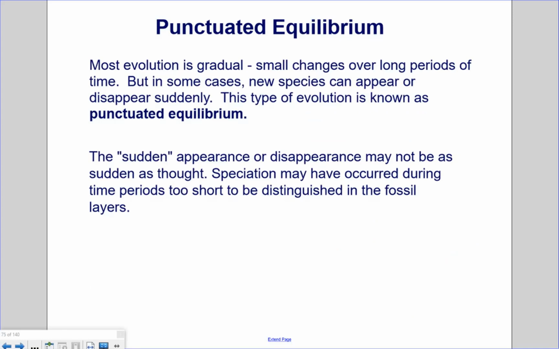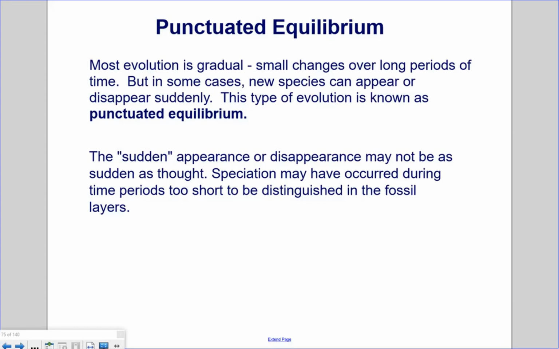Punctuated equilibrium. Most evolution is gradual, small changes over long periods of time. But in some cases, new species can appear or disappear suddenly. This type of evolution is known as punctuated equilibrium. This usually happens in a cataclysmic event, like a comet or something that causes an extreme environmental change. In this case, evolution has happened very quickly.